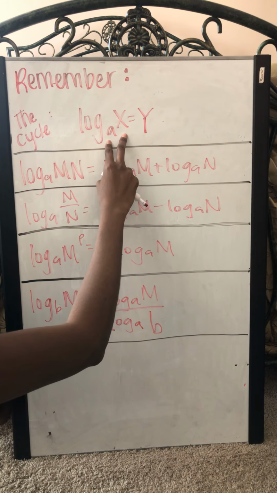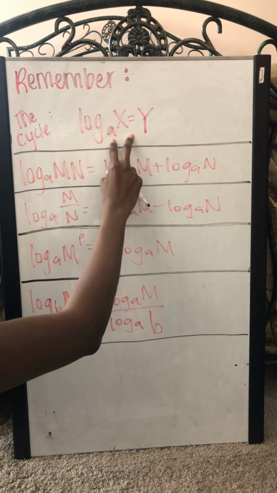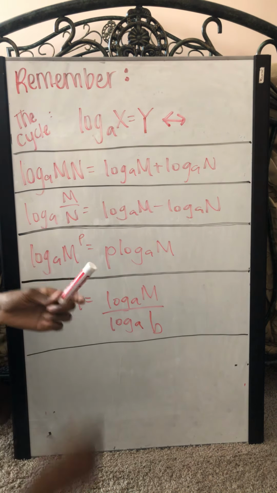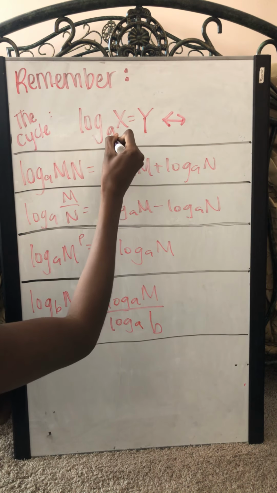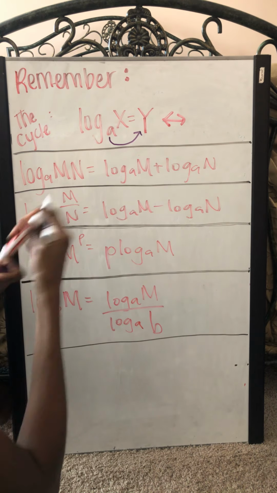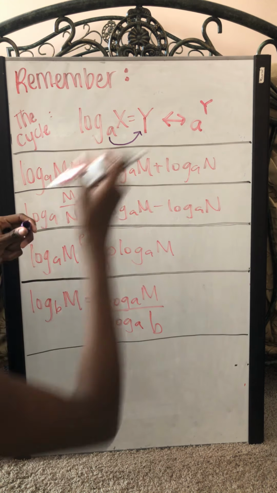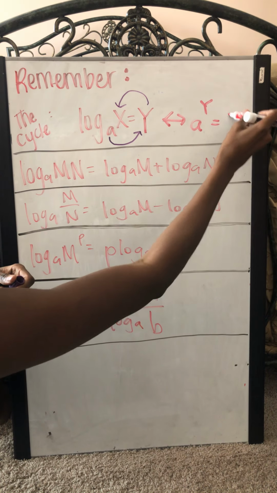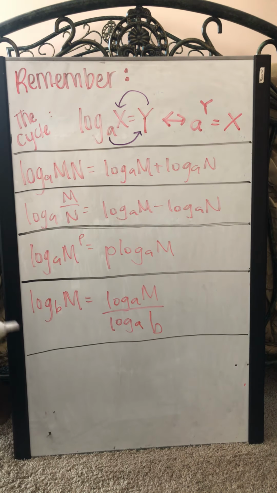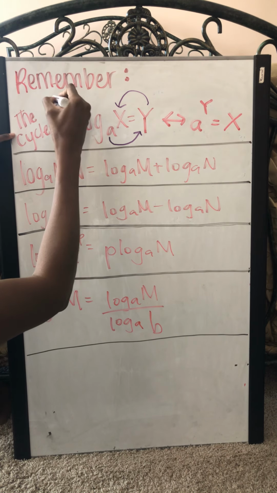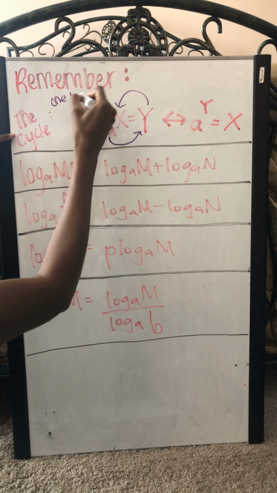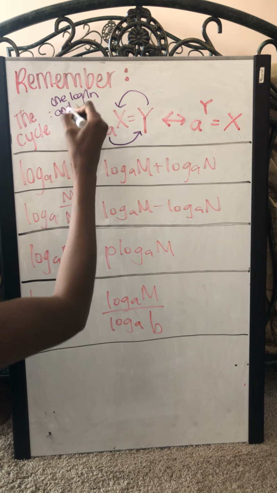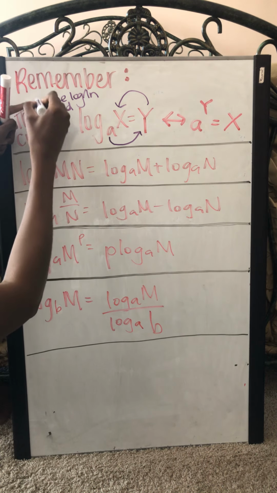Essentially, if you have a log equation, you can rewrite it as, I'm going to show you the cycle. So it's a raised to the y, a raised to the y, is equal to x. Okay, so that's the cycle. So you use the cycle whenever you have one log, whether that's ln or log, and an equal sign. Okay, this is super important.